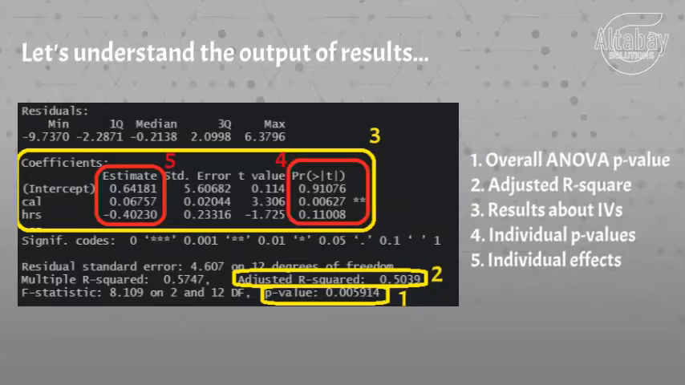First, the overall ANOVA p-value will tell us if the model is significant or not. Like any other p-values, if its value is less than our level of significance, say 0.05, then we can say that the model is significant. Here, it has a value of approximately 0.006, so we have a significant model.